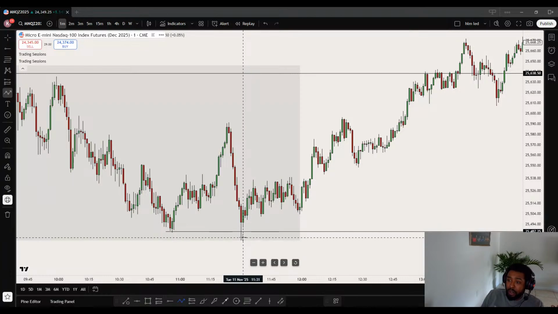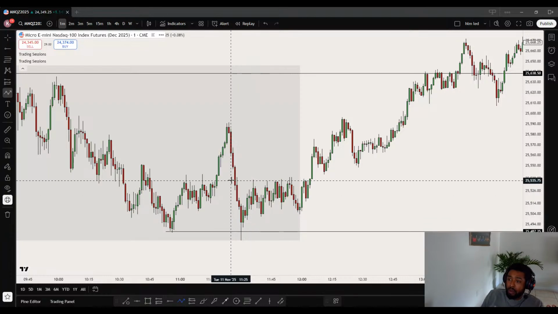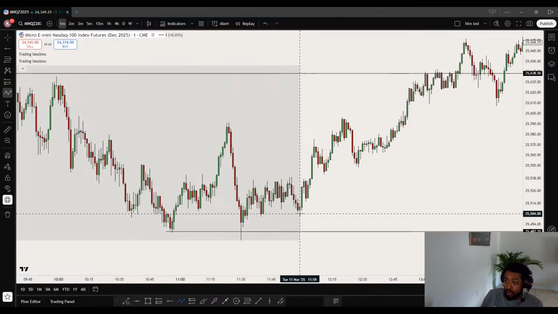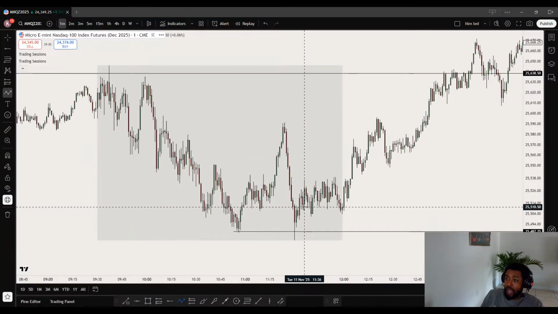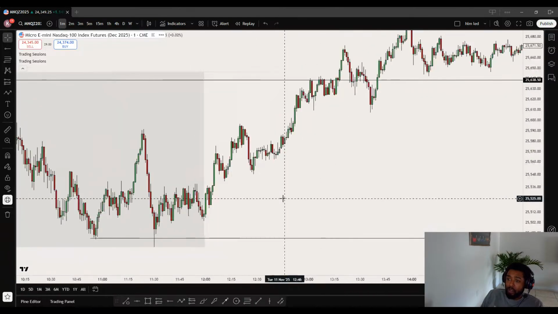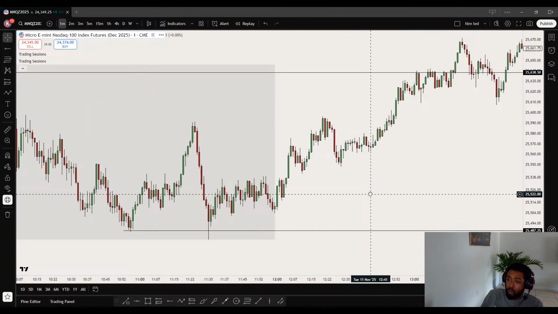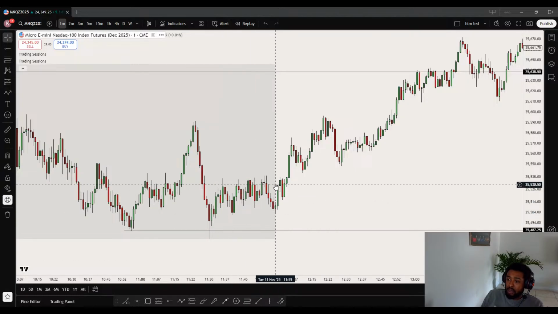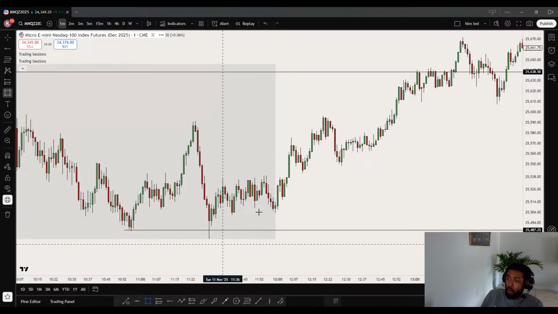So it sweeps out here. Then what happened? We consolidate. That's why you want to be patient. And then look what happened. This is 12 o'clock. Even though the play ran at a time you're not supposed to be trading, it still ran. So we get a consolidation. Consolidation. We finally displace.